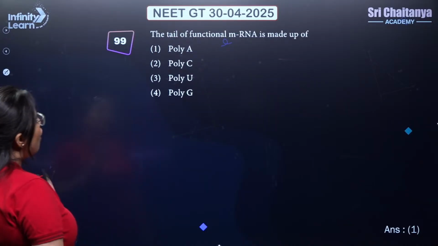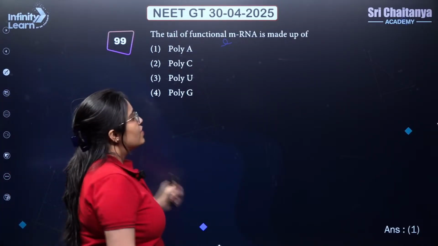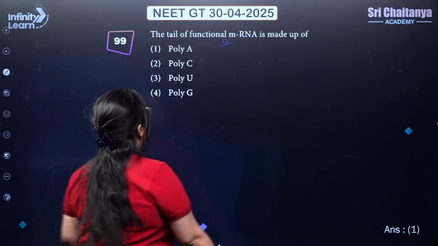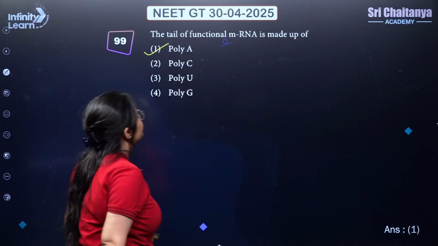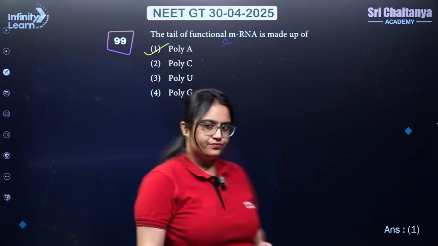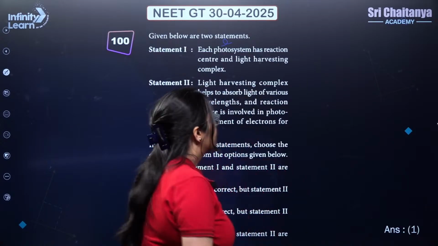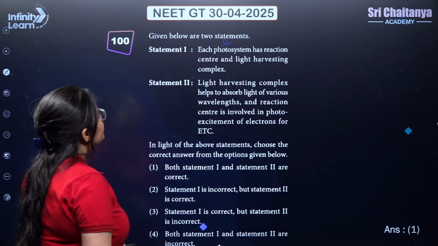The tail of functional mRNA is made up of poly A. Very simple question. Next. Statement 1 and statement 2.